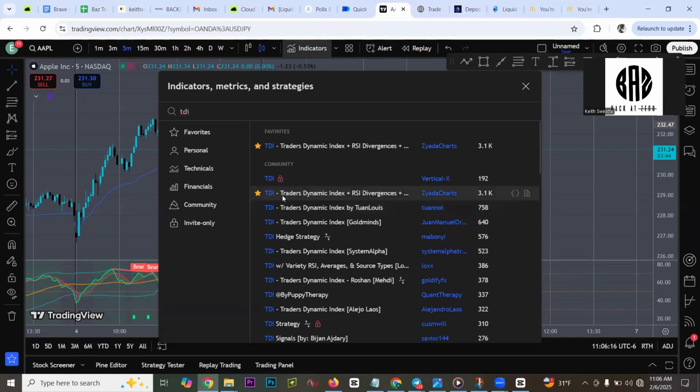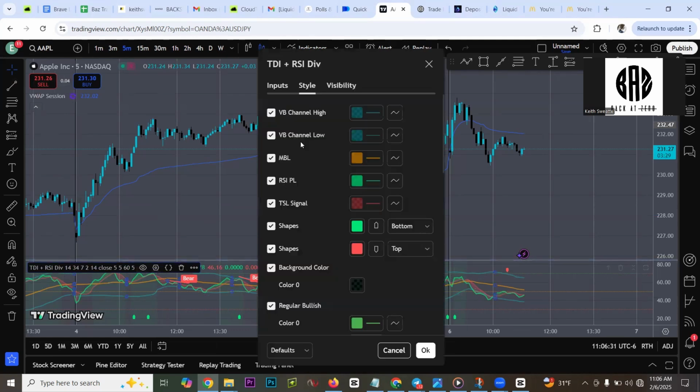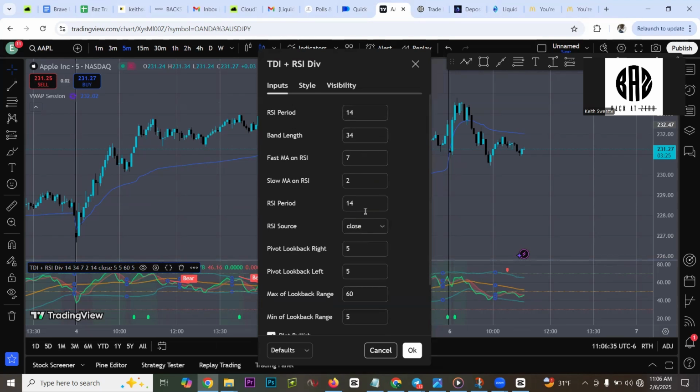and it's this one here, TDI Traders Dynamic Index, RSI Divergences, and so on. The one that says ZyadaCharts. This is the one you want to use. You want to come here, and as you see, you can leave the style and everything the same. Your inputs, leave everything the same.